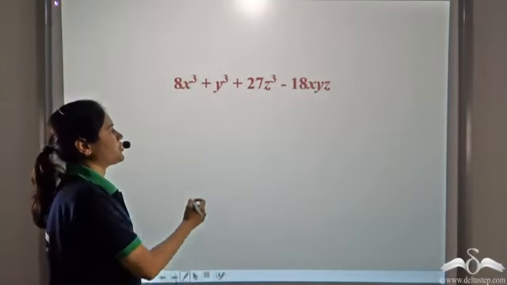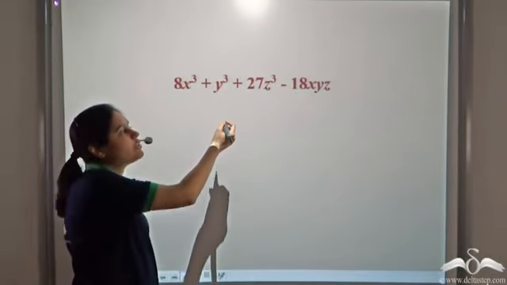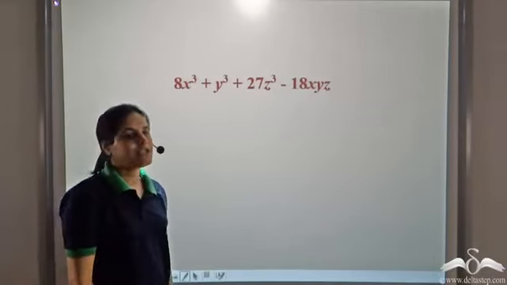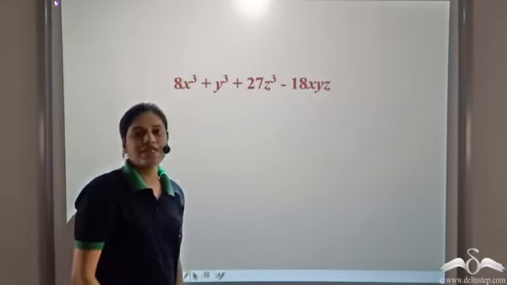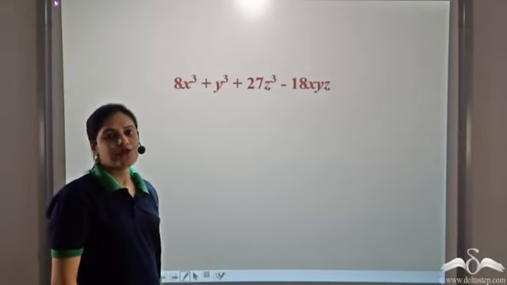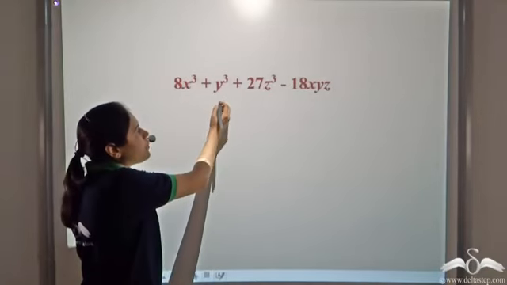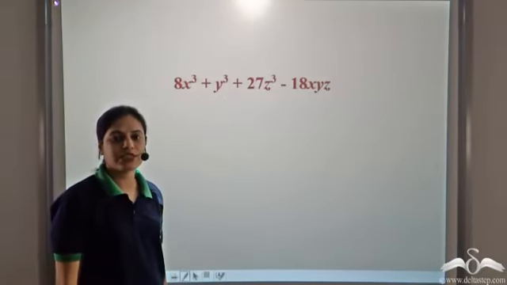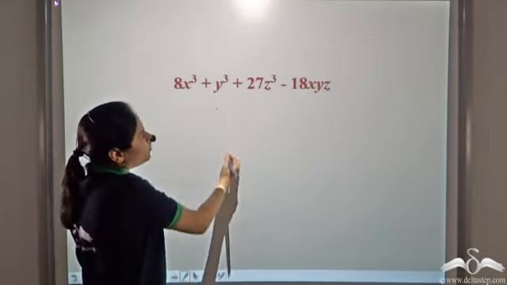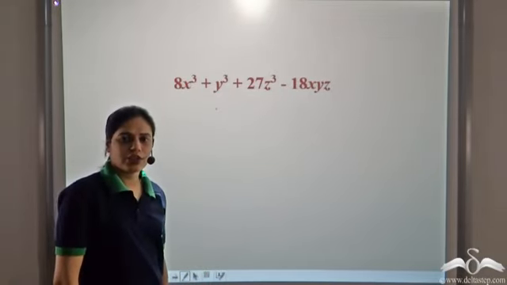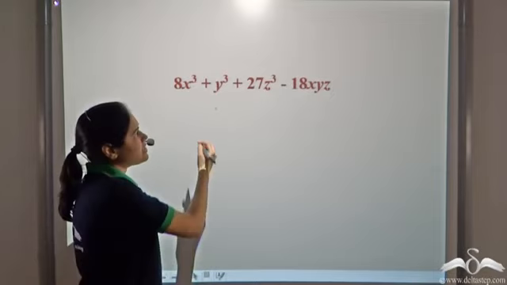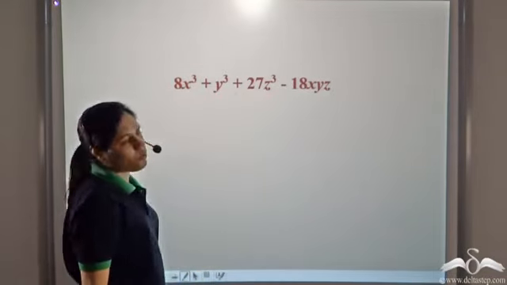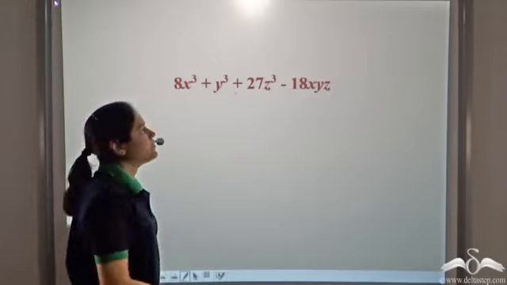Factorize this expression: 8x cube plus y cube plus 27z cube minus 18xyz. So first we check whether there is a common factor in all the terms of the expression. No, there is no common factor in all the terms of the expression. Is there a square term here? No, there is no square term.